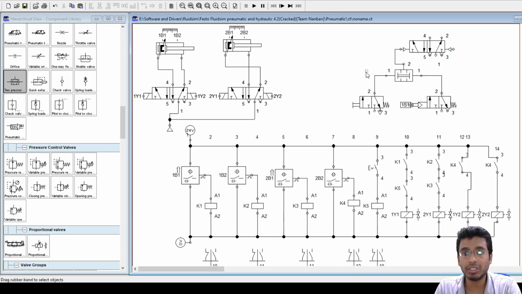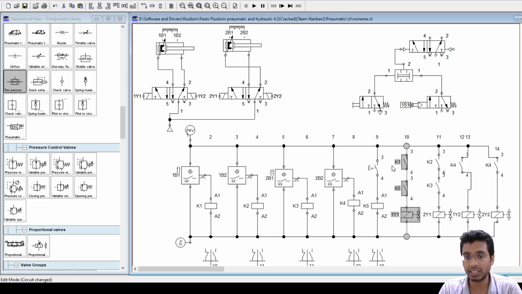So this is what we are actually trying to implement in this portion. Are you getting my point? See, your K1, where is your K1 coming from? Your 1B1. 1B1 is sensing your what? End position, which is actually sensed by your 1S1. Okay, and then you have your switch here, your 3 by 2 push button valve, that is actually getting sensed by K5 relay here, right?